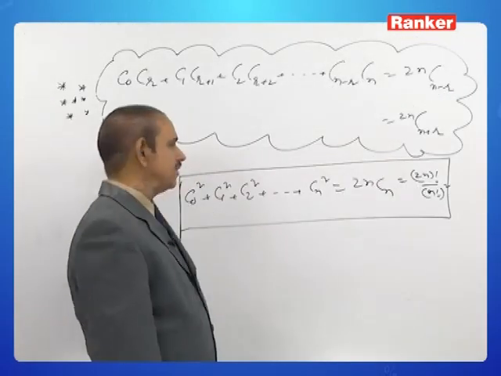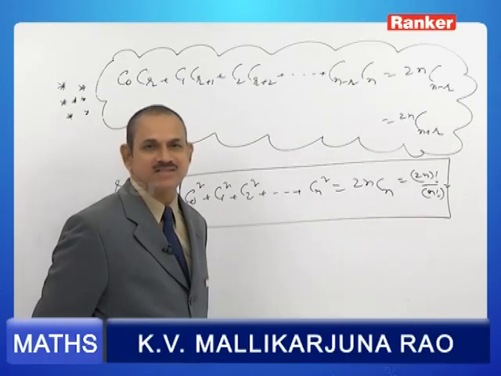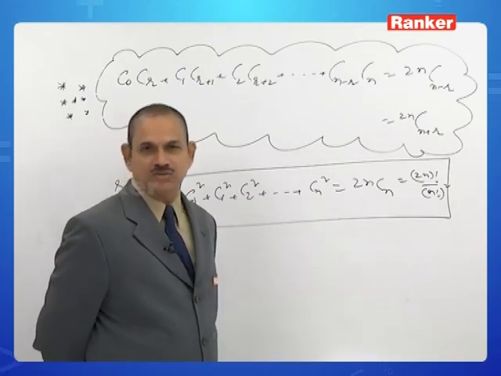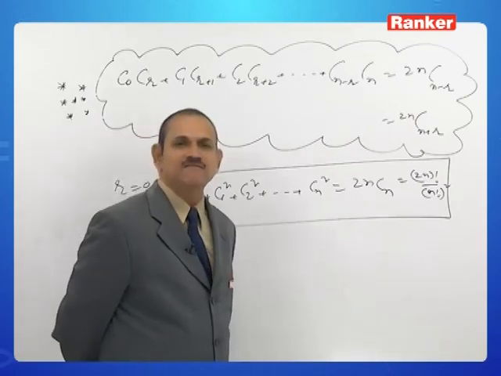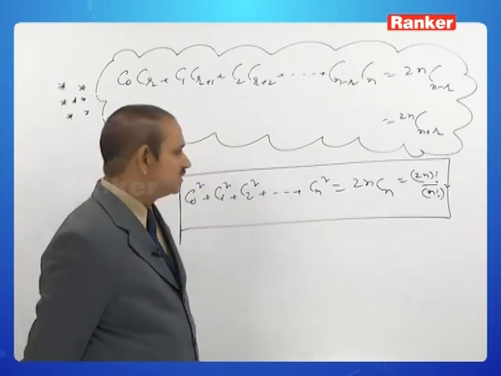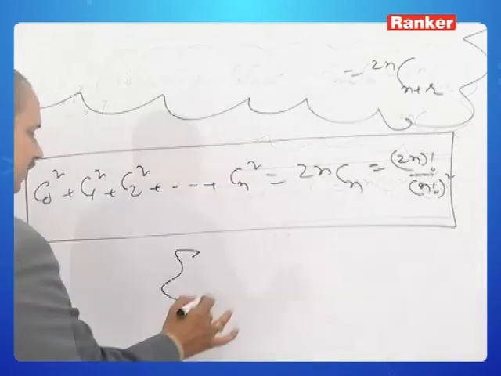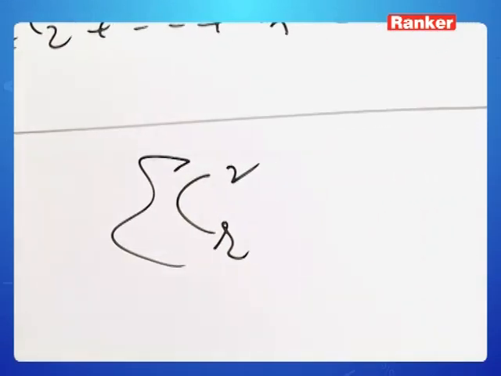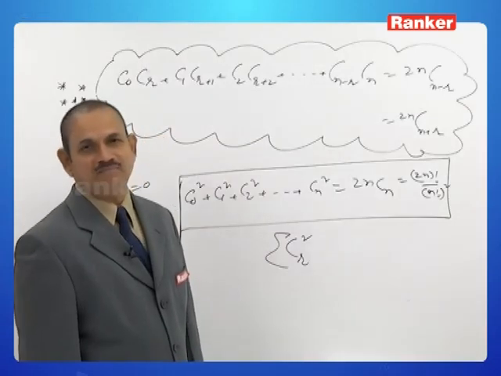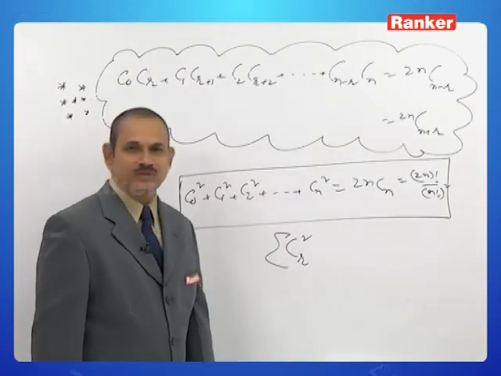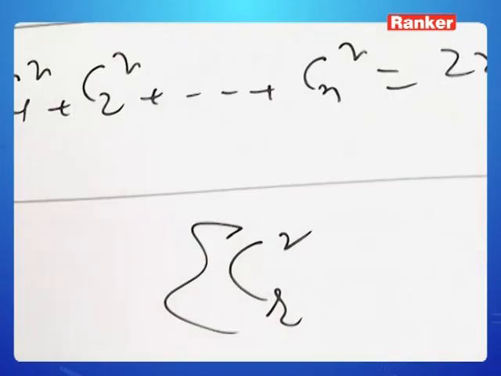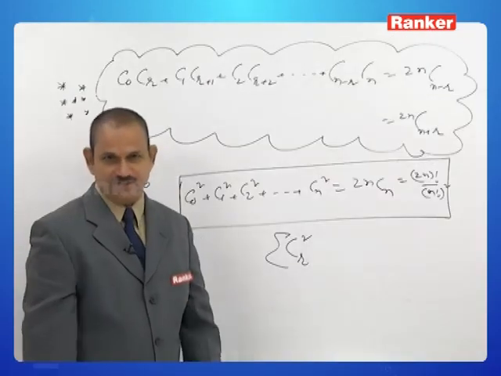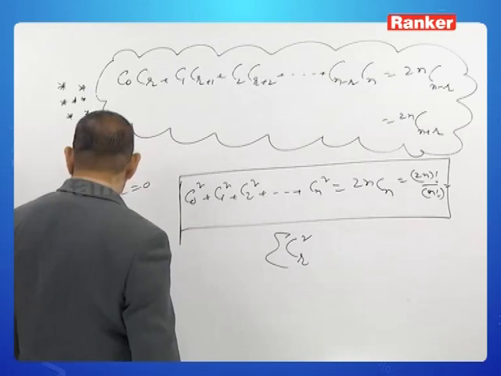What is that? C0 square plus C1 square plus C2 square plus etc. plus Cn square is equal to 2nCn, or equivalently, (2n)! by (n!) whole square. In sigma notation it can be written as sigma Cr square. The sum of the squares of all the binomial coefficients is again 2nCn, that is, (2n)! by (n!) whole square. How beautiful it is.